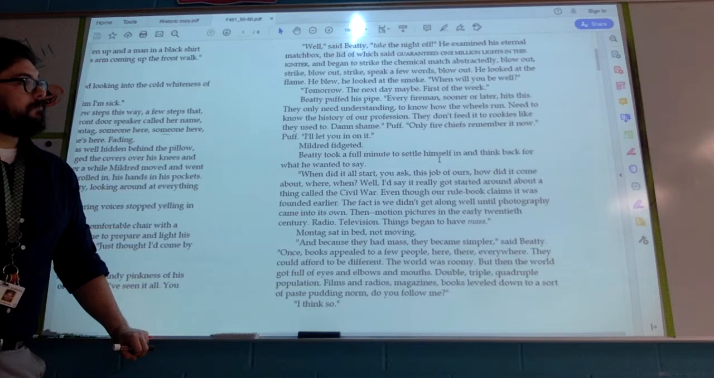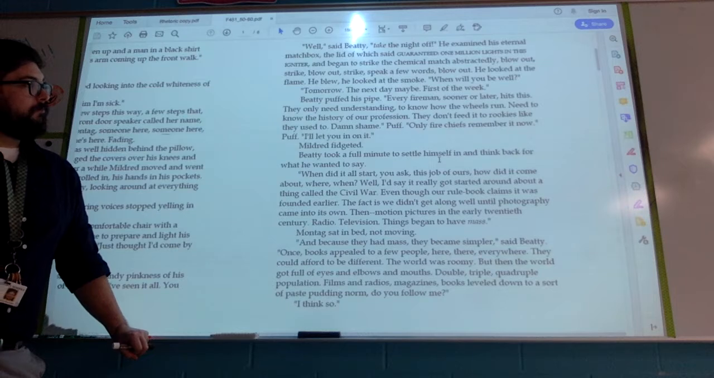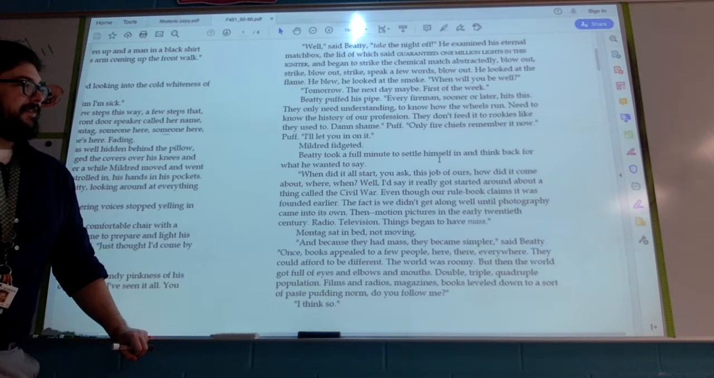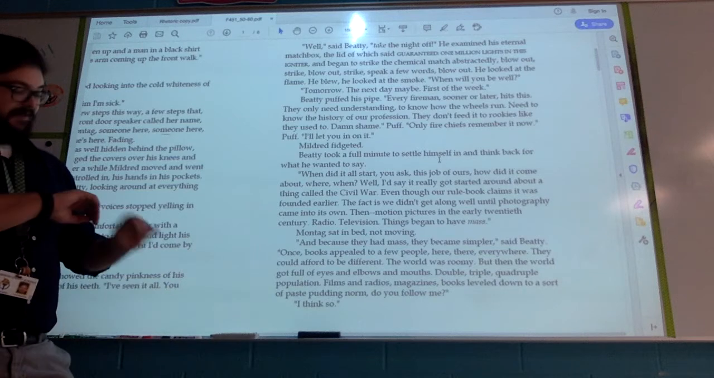When will you be well? Tomorrow, the next day maybe, first of the week. Beatty puffed his pipe. Every fireman sooner or later hits this. They only need understanding to know how the wheels run. Need to know the history of our profession. They don't feed it to rookies like they used to. Damn shame. Only fire chiefs remember it now. I'll let you in on it. Mildred fidgeted. Beatty took a full minute to settle himself in and think back for what he wanted to say.